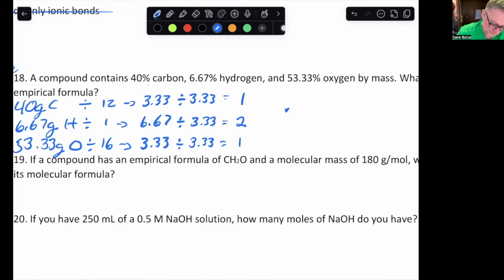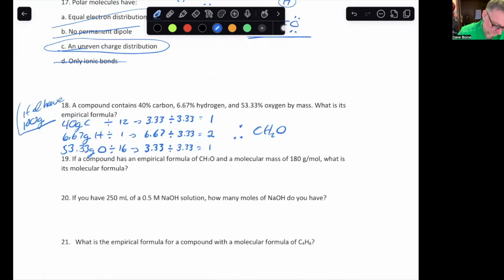And so therefore CH2O. Hey, if one of them was, say, 1.5 or something like that, then I would just double all of them, but I don't have to in this case.